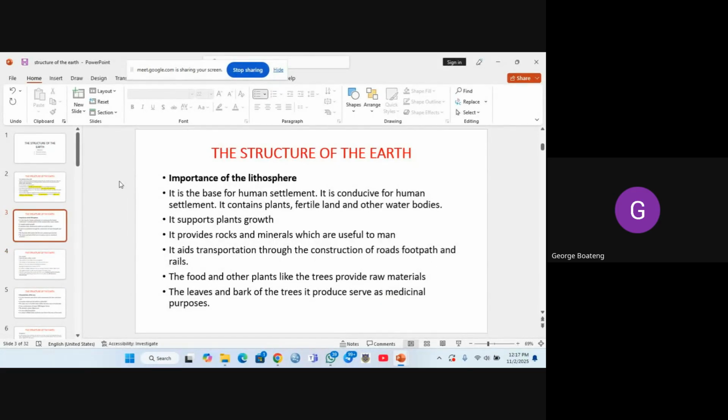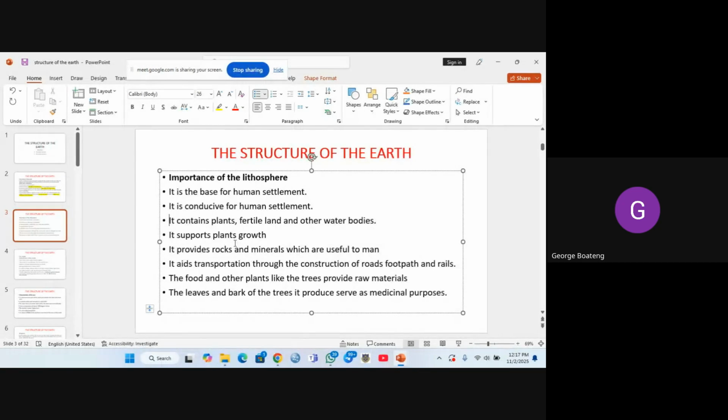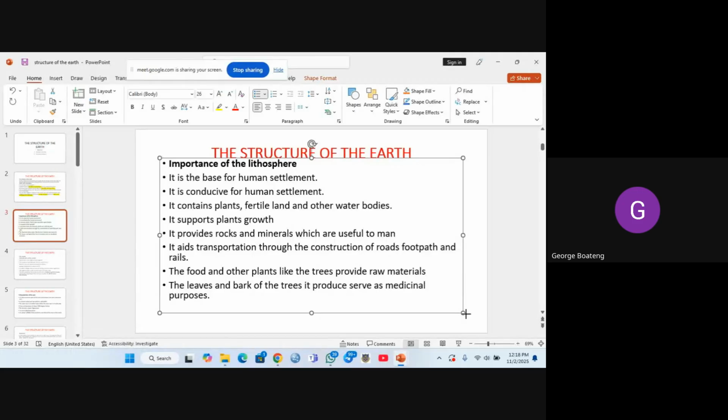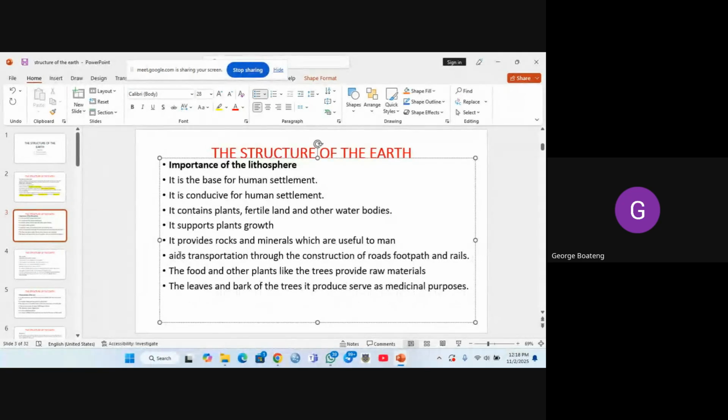Some people will ask you to give some importance or benefits or relevance of the lithosphere or the crust. And when you get it that way, you should just bear in mind we are talking about the solid parts of the earth. So what benefit do you get from the solid parts of the earth? That would be the only thing that you have to think of.